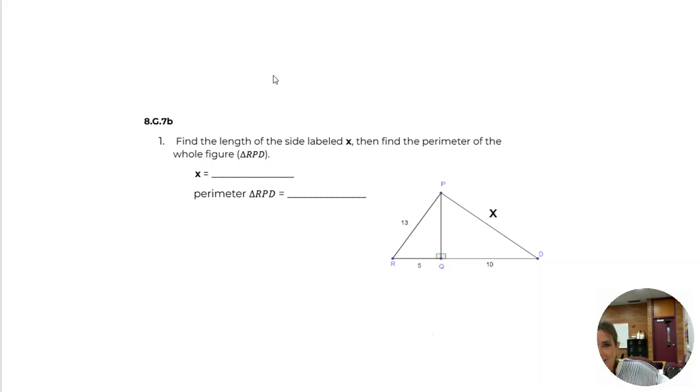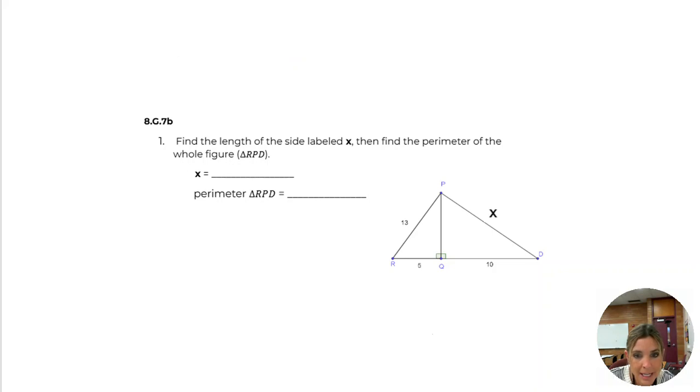Hi, you guys. This is the test retake video for 8.G.7b. So if this is a section that you needed more practice with, I want you to take out another piece of paper. And as I go through this problem, I want you to be able to identify the mistake that you made on your test. That is part of what you need to do in order for me to allow you to do a retake. Okay, so here we go.